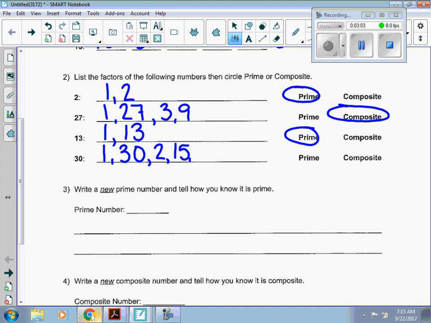And then I try 3, and 3 will work, and his partner is 10. 4 does not work, but 5 works, and the partner is 6. And since the next number I would try is 6, that tells me that I have them all. And because there's way more than 2, it is composite.